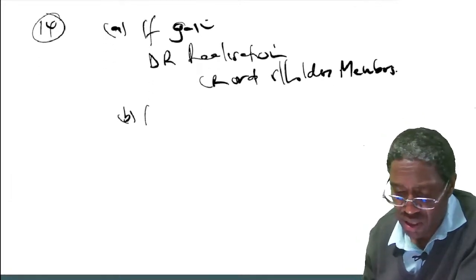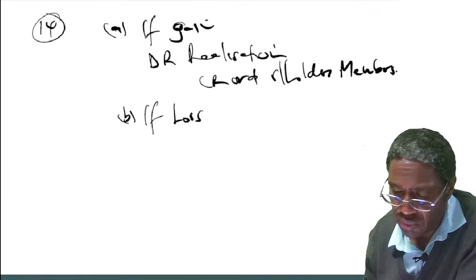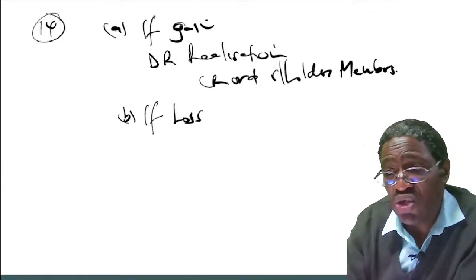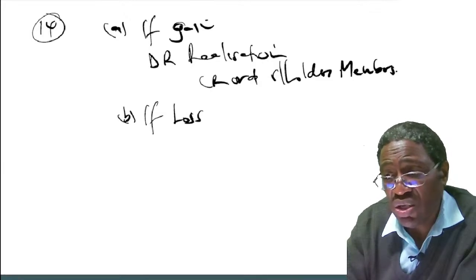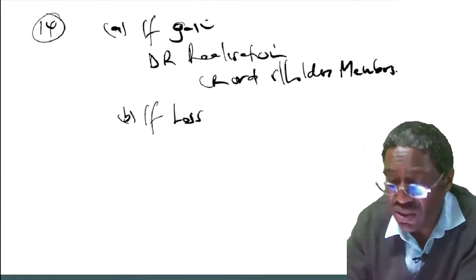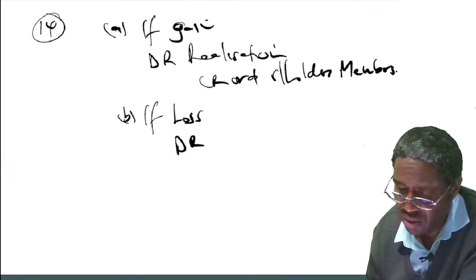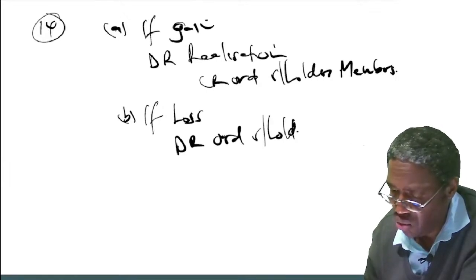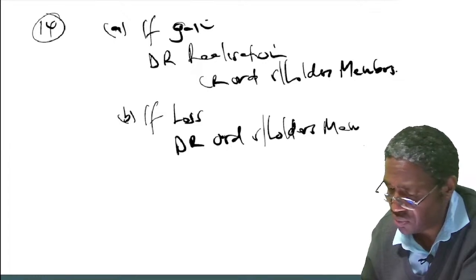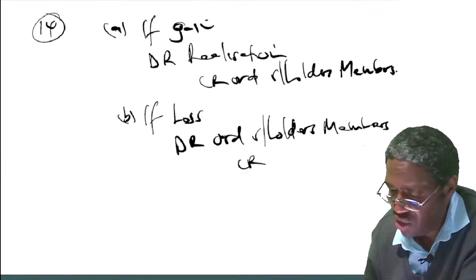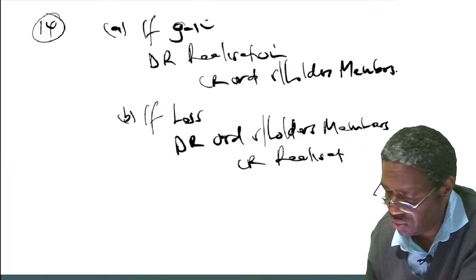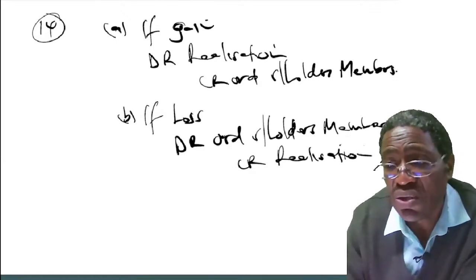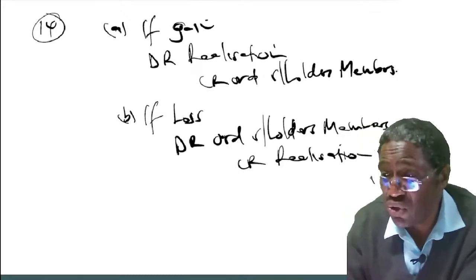B, if loss, meaning you are debiting more than what you credited in the realization. In other words, you gave out more than what you're receiving. So you will debit ordinary shareholders members, and you credit realization if you sold your business at a loss. Good. That's our step number 14.